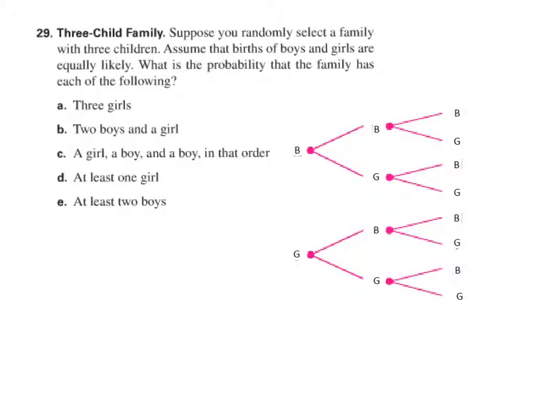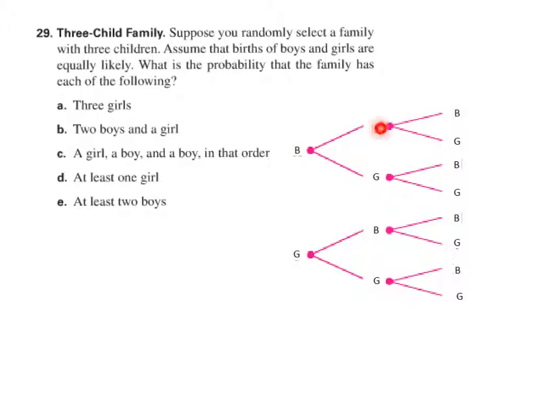What I'll do when I'm presented with a problem where I have to talk about the number of outcomes or the probability of, in this case, a family with three children, is this: I don't always get that straight in my head. So I'll start with a tree diagram just as a way to get started. So this first column is boy, girl, the possible outcomes for the first child.